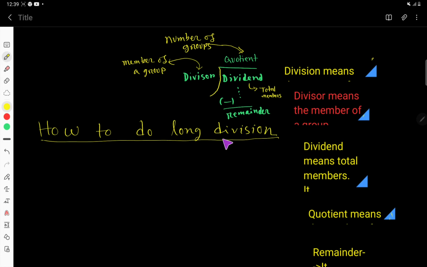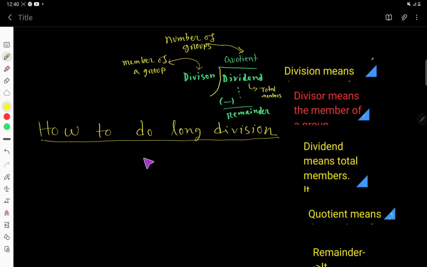How to do long division? Actually, there are basically 4 steps to do long division. You will learn all the steps from this video automatically. So this is the ideal presentation of a long division problem. Here we'll write divisor, then dividend, quotient, and sometimes we need to write remainder.